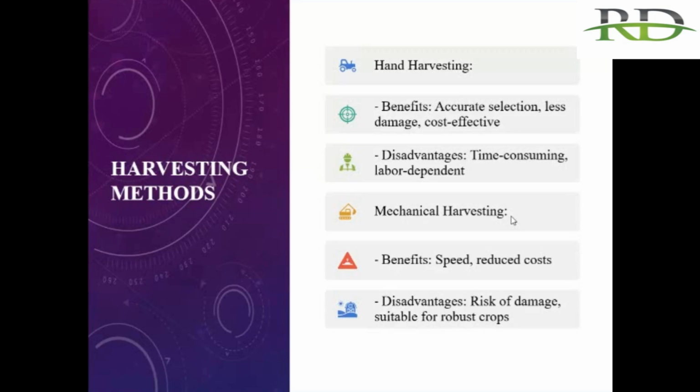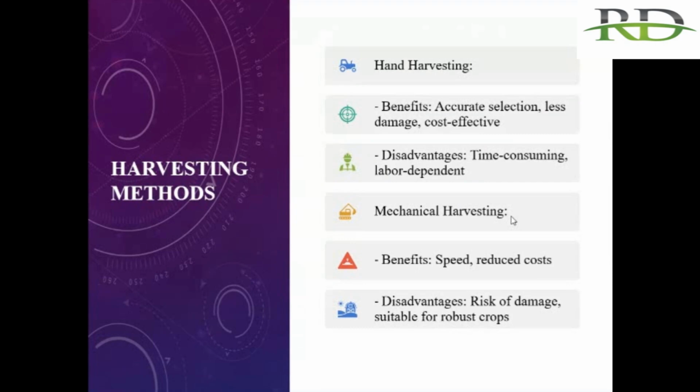But in mechanical harvesting, the benefit is that it reduces cost because labor is not involved, and at the same time the speed of harvesting increases, so the produce is harvested in large quantity and can reach the market in very less time. But the disadvantage is the risk of damage, because when we use machines, mechanical injury can be done by machines, and it is done only for those crops that are harvested on a single day, like potato, onion, sugarcane.